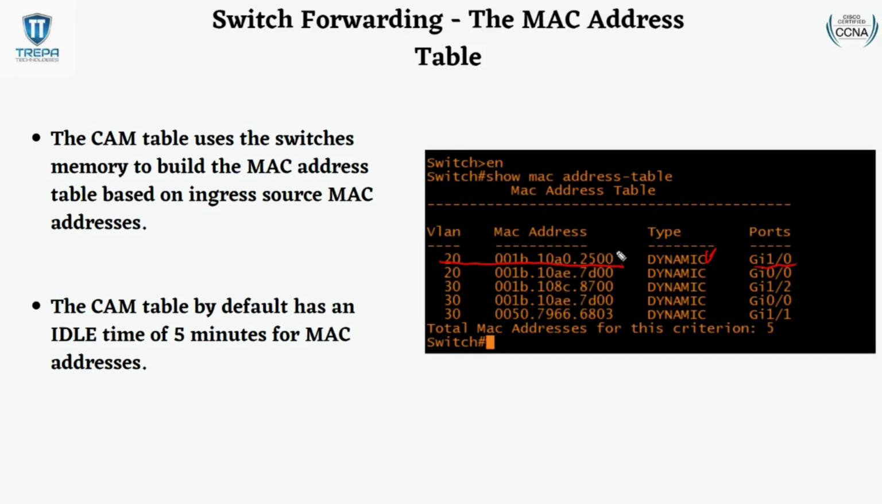We're going to maintain that entry in the MAC address table. What this is saying is essentially if that computer turns off and there's no actual connection from endpoint to switch, we're going to flush all entries within 5 minutes. So an idle time of 5 minutes for the MAC address table.